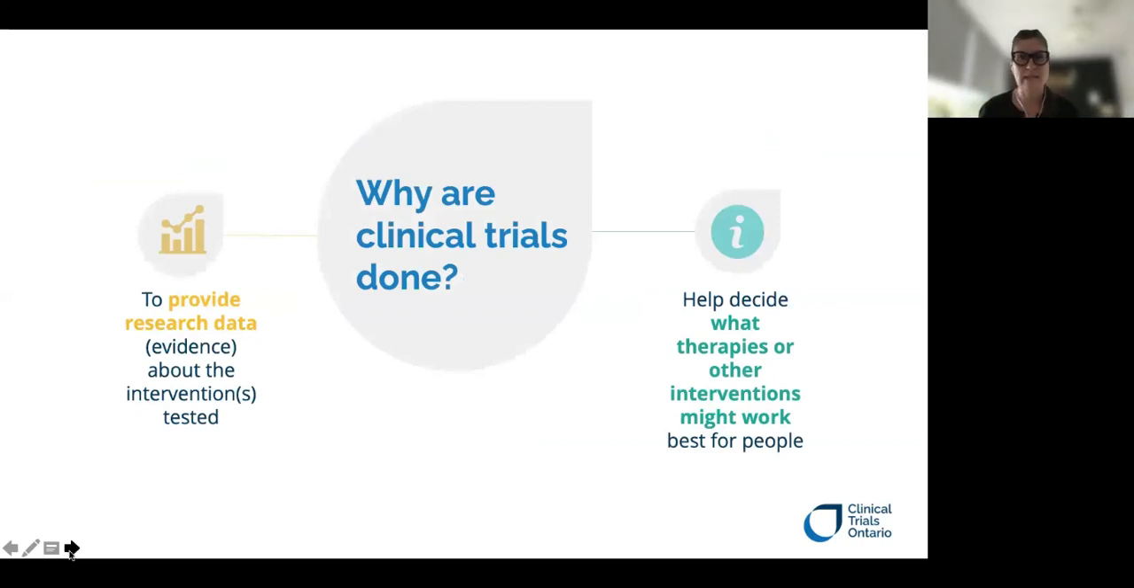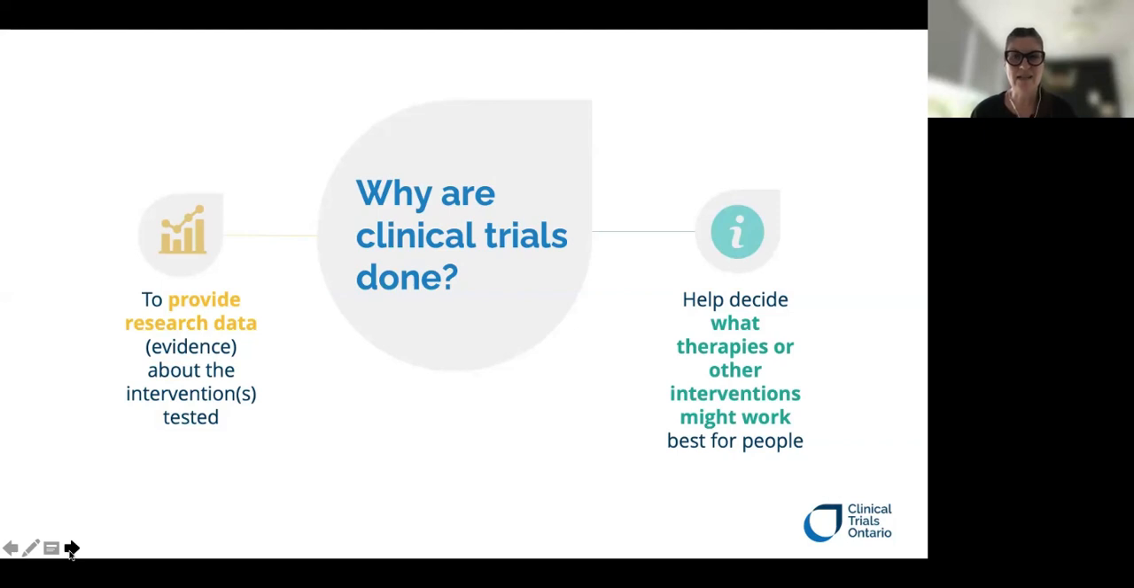So we do clinical trials because we're seeking out evidence about things. So we're essentially looking for research data about the intervention that's being studied. And the data that we gather and the results that we gather help a whole host of different people to make decisions about therapies or interventions. So, for example, it might help patients decide what kind of treatment they're interested in based on the data that's out there. It might help healthcare providers select different treatments for different patients based on their own circumstances.